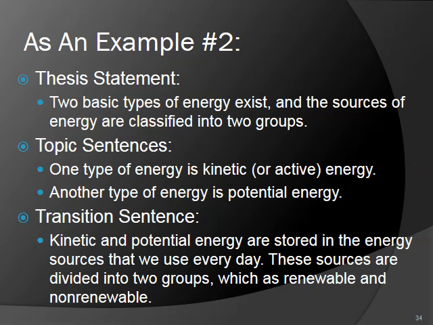And then it also gives you an example of a good transition sentence. So if you want to transfer from kinetic to potential in your essay, you want to make sure that you transition well. As an example, you can say, kinetic and potential energy are stored in the energy sources that we use every day. And these sources are divided into two groups, which are renewable and non-renewable. So that's some detailed information off of your topic sentence, and then you can expand into those two areas.